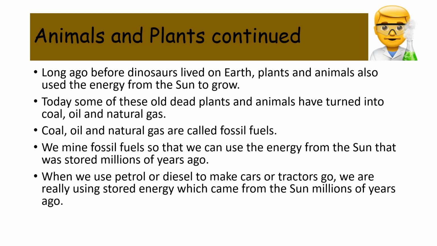Long before dinosaurs lived on Earth, plants and animals also used the energy from the sun to grow. Today, some of these old dead plants and animals have turned into coal, oil and natural gas. Coal, oil and natural gas are called fossil fuels. We mine fossil fuels so that we can use the energy from the sun that was stored millions of years ago. When we use petrol or diesel to make cars or tractors go, we are really using stored energy which came from the sun millions of years ago.